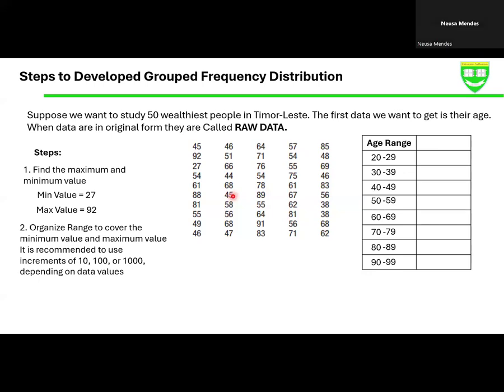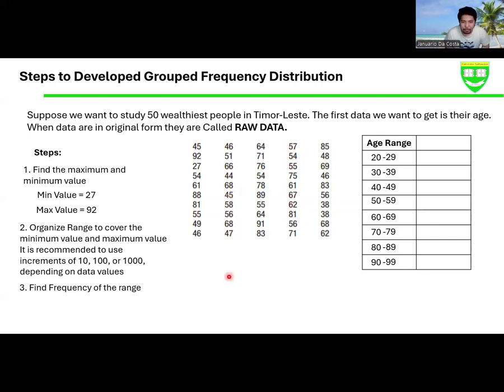Okay, now that you have that, you need to find the frequency of each range. For the people aged from 20 to 29, how many people are there? Look at the raw data. How many from 20 to 29 years old? Only one. You only have this 27, right? So you only have one person.